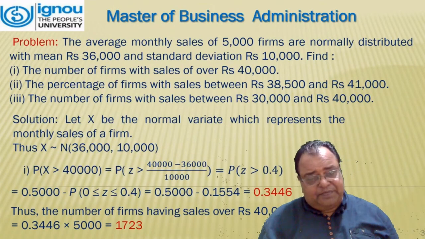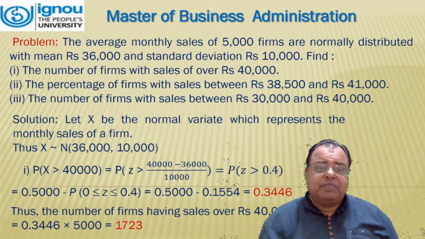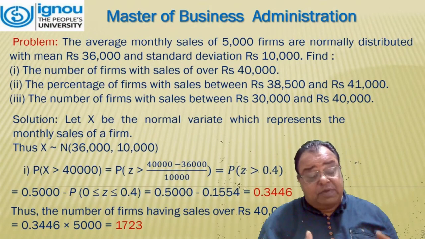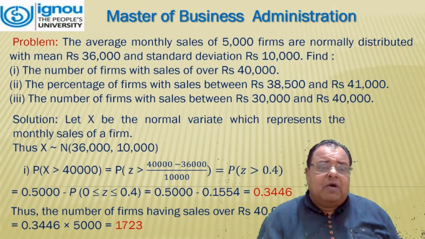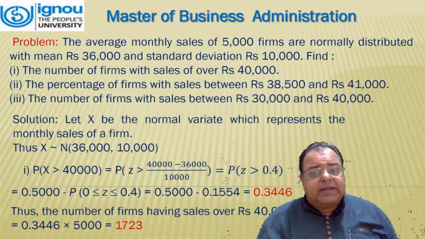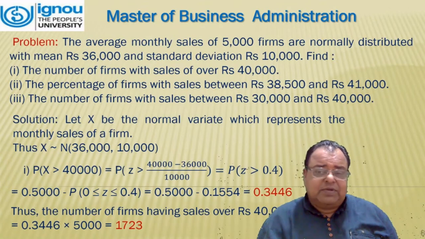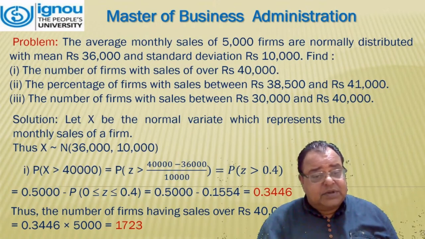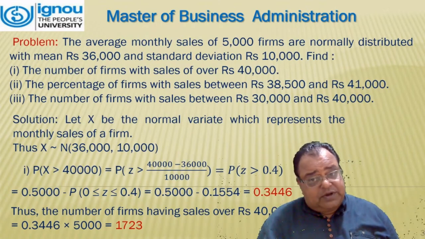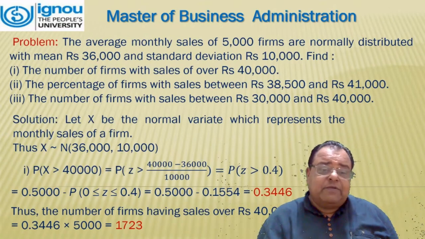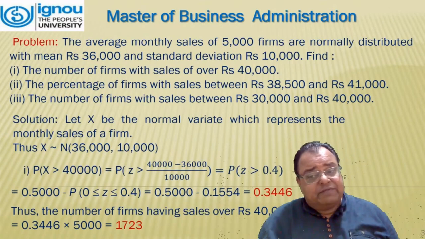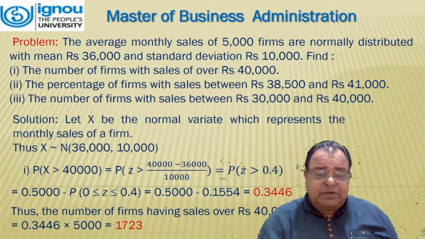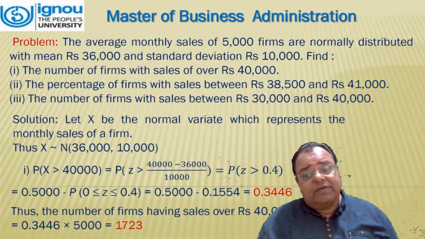normal distribution. The problem states that the average monthly sales of 5,000 firms are normally distributed with a mean of rupees 36,000 and a standard deviation of rupees 10,000. Now, you are supposed to find the number of firms with sales of over 40,000, the percentage of firms with sales between 38,500 and 41,000. Thirdly, the number of firms with sales between 30,000 and 40,000.